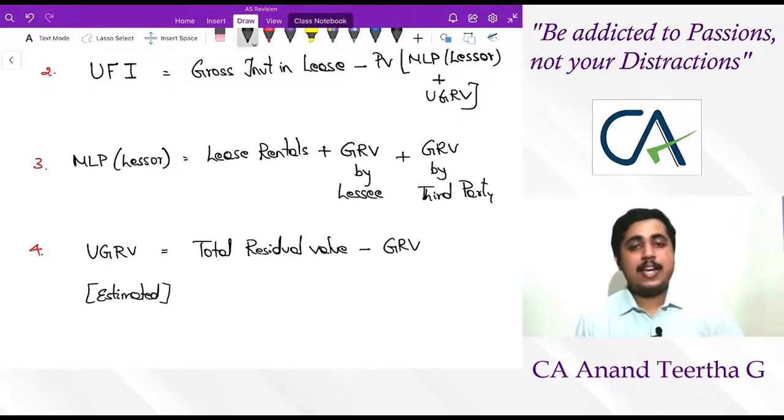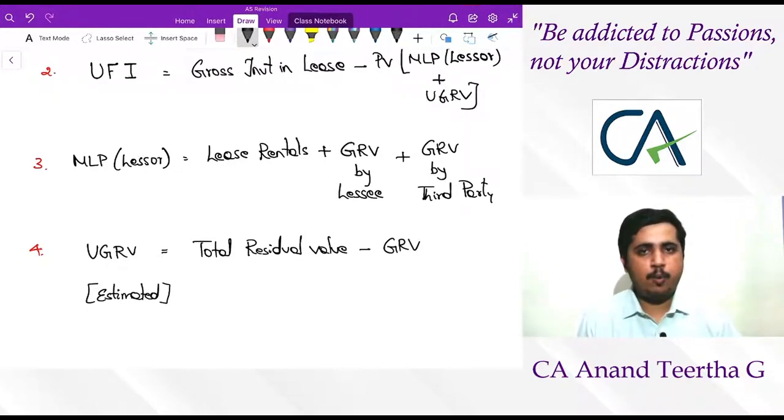What else? This estimation, just like the AS 10 requirement, should be reviewed every year. And if at all you find that the residual value is reducing, reduce it. Increase, leave it, but reducing, reduce it. So for example, at the beginning of the lease, you assumed that unguaranteed residual value is 1 lakh. You estimated it. But after 2 years, you are now coming to know that it's not 1 lakh anymore, it's around 70,000. Then reduce it. You should review it every year and accordingly you have to reduce them.